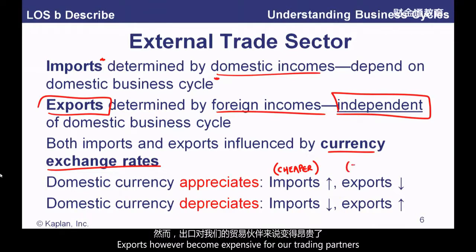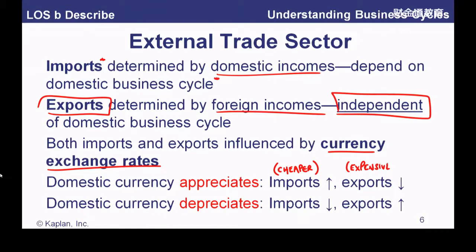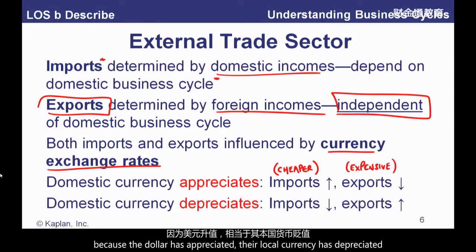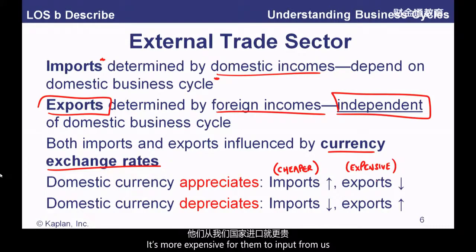Exports, however, become expensive for our trading partners. So for them to buy goods in dollars from us, because the dollar has appreciated, their local currency has depreciated, it's more expensive for them to import from us, hence our exports will drop.